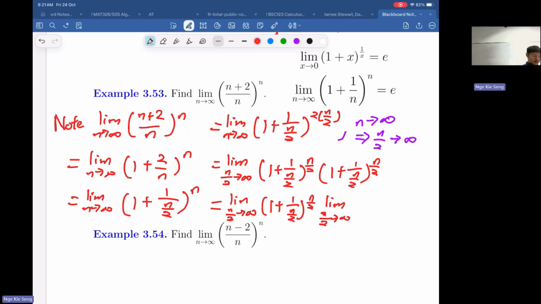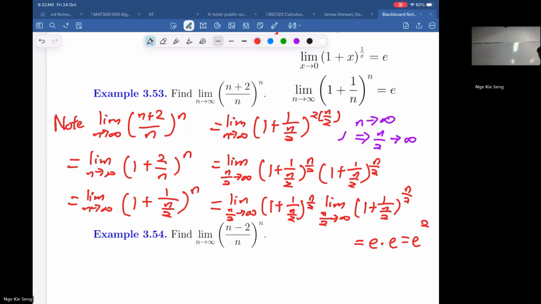So what's the answer? Anyone realize what's the answer here? Who is beside Jia Tong? What's your name? Jing Jie. Okay, Jing Jie, what's the answer? What do you think? E square. Okay, thank you. So e times e equals e square.